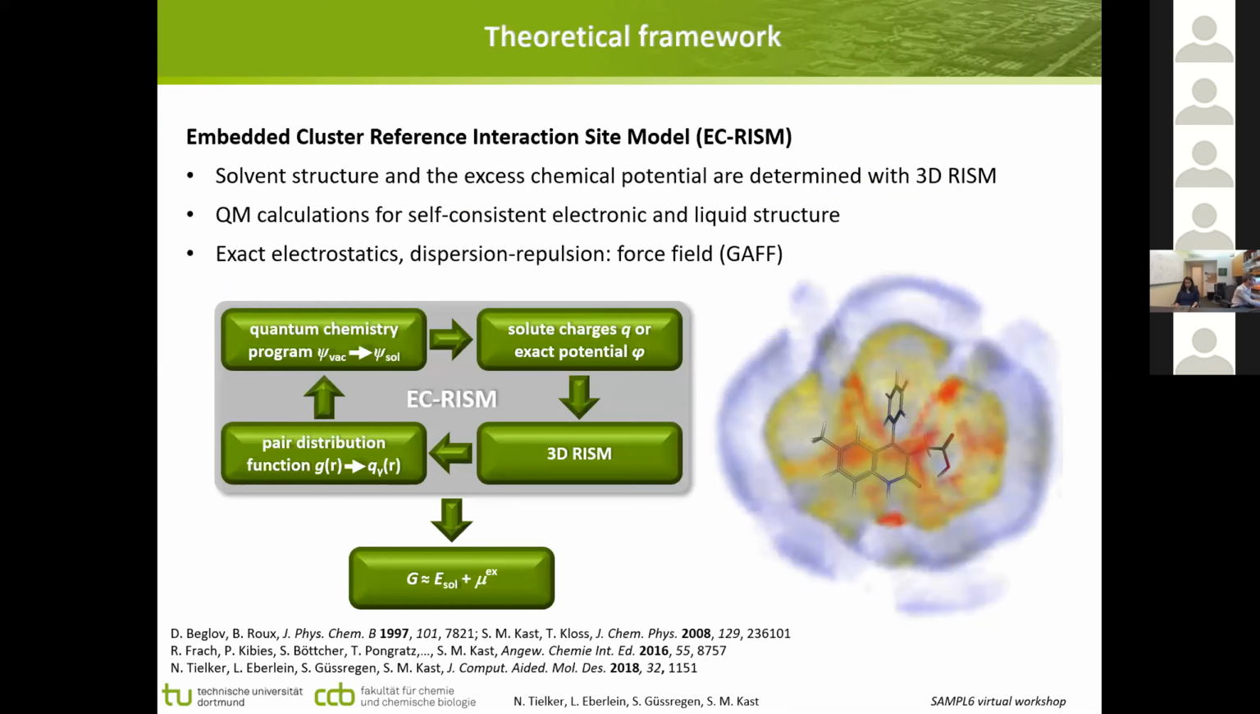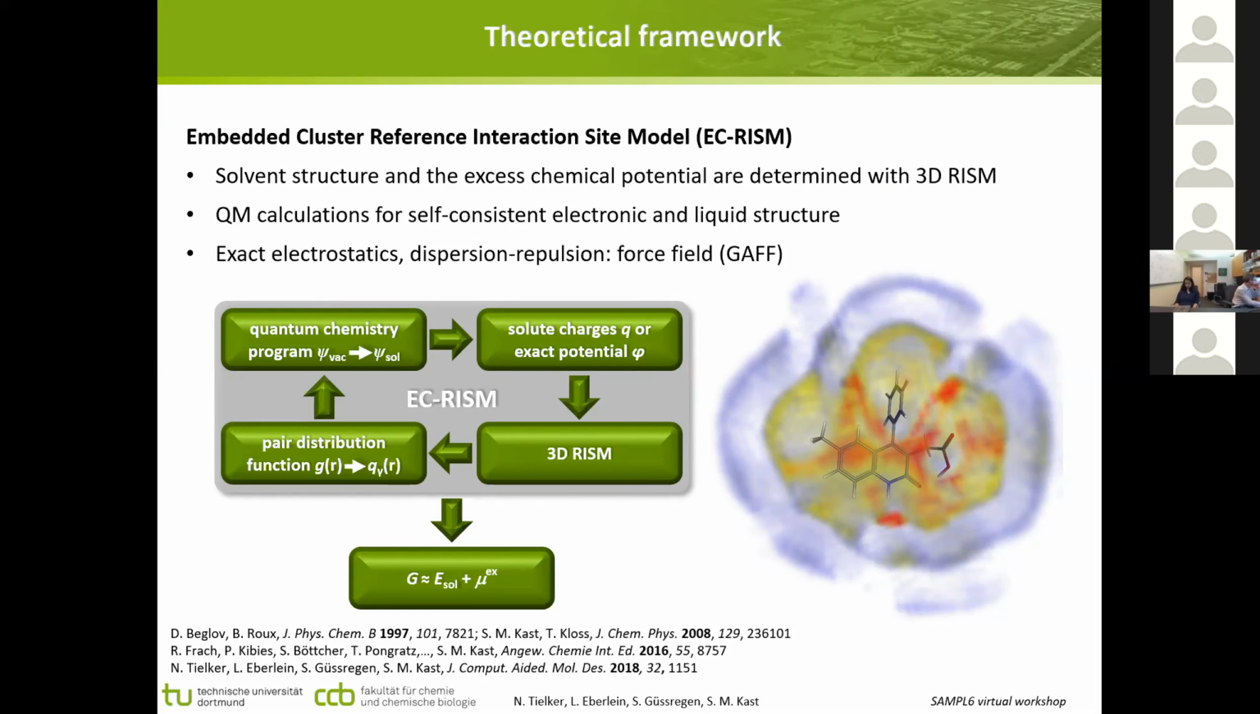And EC-RISM, not everybody might be familiar with this, so I just want to give a short introduction here. We use a quantum mechanical description of the solute and a 3D-RISM, which is an integral equation theory description of the solvent around the solute. These are calculated iteratively, so we can first use a normal quantum chemistry calculation, for example using Gaussian or any other program, and we get the exact electrostatic potential in the vacuum phase.